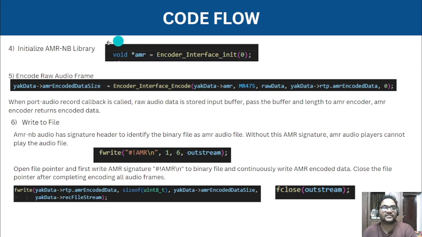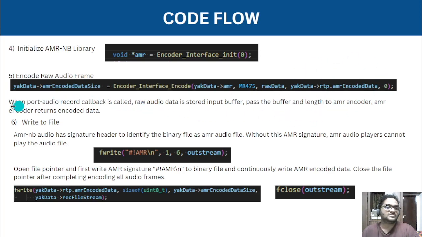For AMR, you need the void pointer and then you need to initialize the AMR encoder. And after that, you need to encode the particular raw audio frame, whatever those 160 samples we got. So those 160 samples of data we are passing to this encoder and we are encoding with MR475, which is nothing but a bit rate of 4.75 kilobits per second, and this is the encoded data we want.